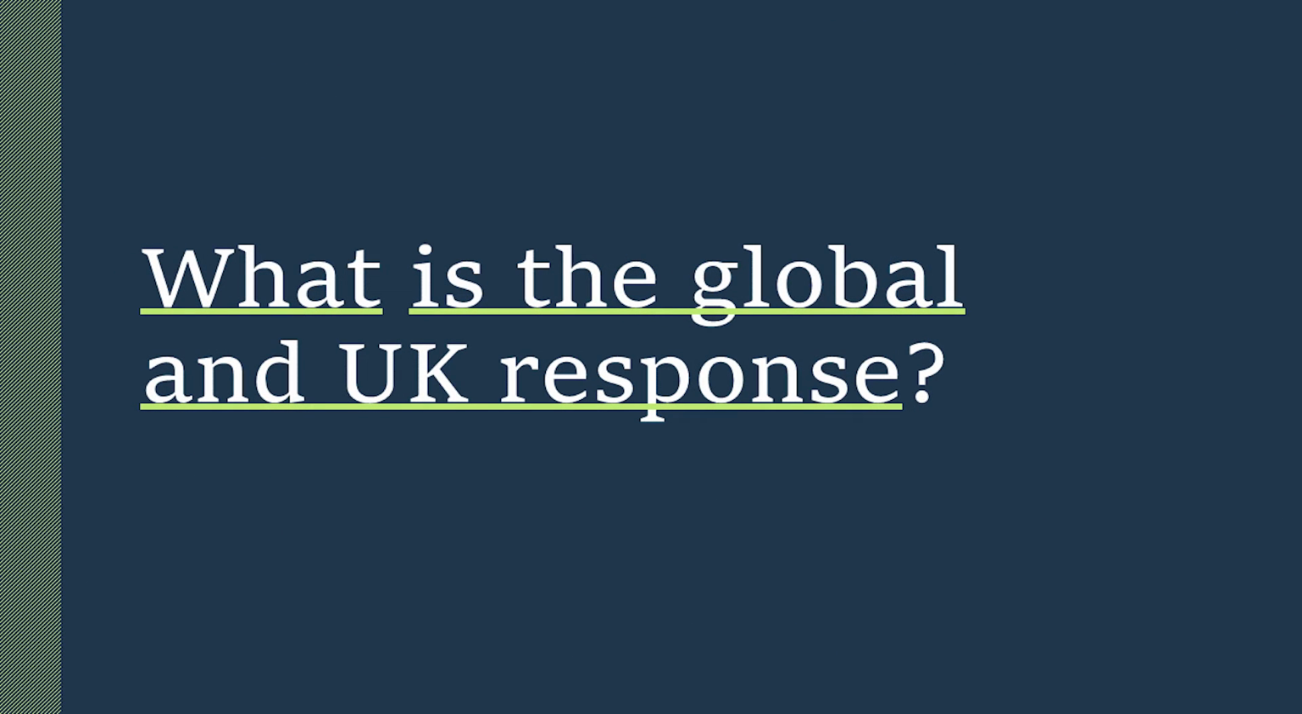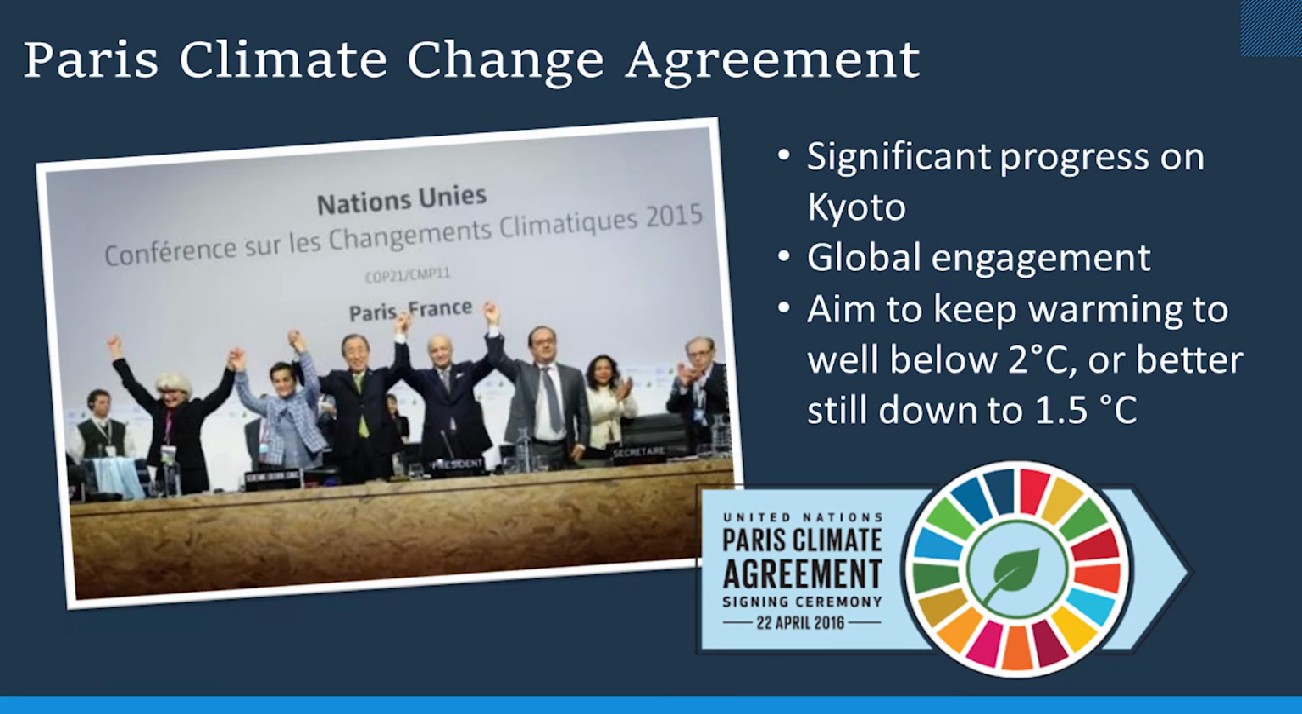So the global and the UK response to this. I'm sure many of you have heard of the Paris Climate Change Agreement that occurred at the COP meeting in 2015 and followed in 2016 by the agreement that all nations would sign up to this and make significant progress on Kyoto. And that's all nations in the world that are engaged with this. And the aim there is to keep global warming to well below 2 degrees Celsius, or better still, keep it down to 1.5 degrees Celsius in terms of the global average rise in temperatures above those pre-industrial levels.